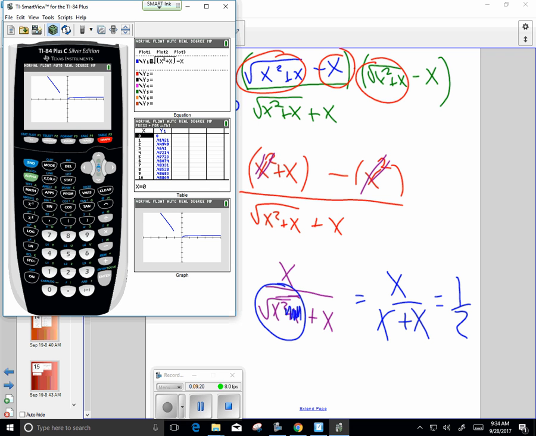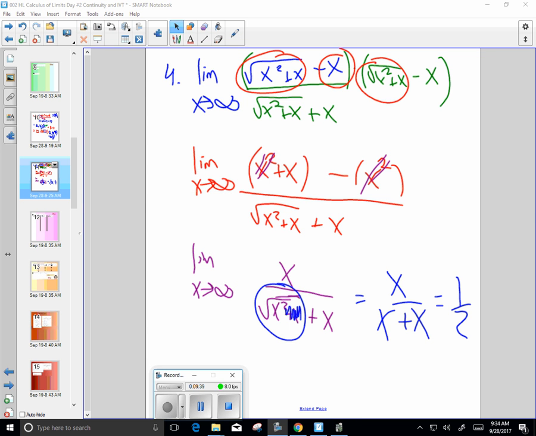But look what happens after it. The more you go to infinity, let's trace this. What happens to the y value the more you get bigger, bigger, bigger? And, yeah, it is 0.5, isn't it? Yep, so that's your limit. Those are some limits that we worked on today.